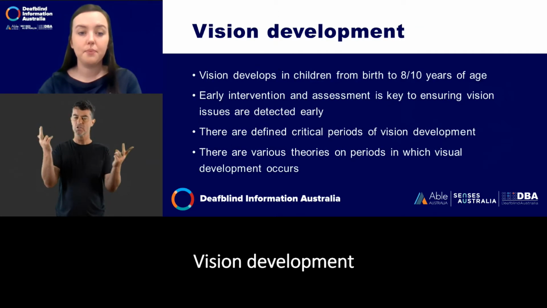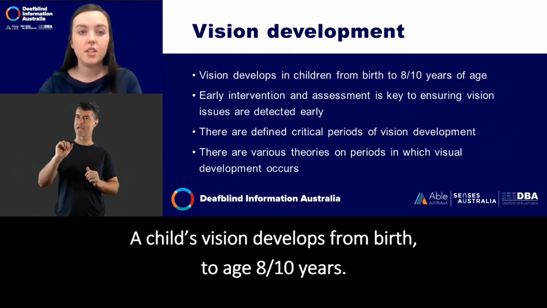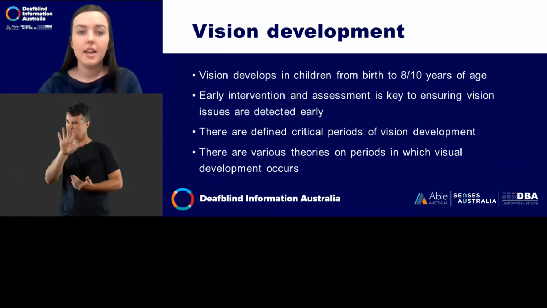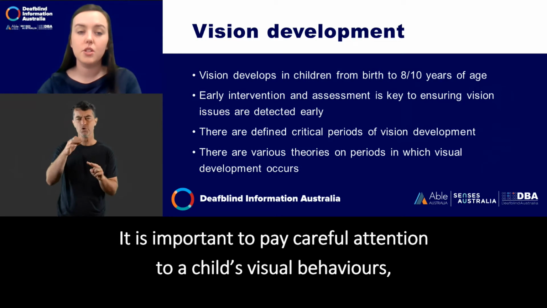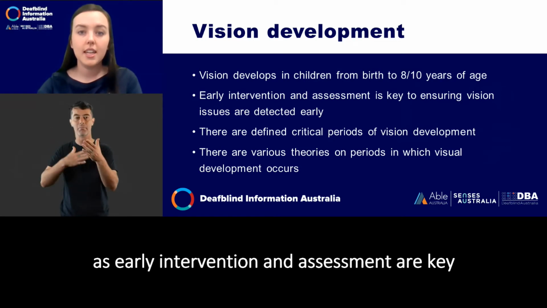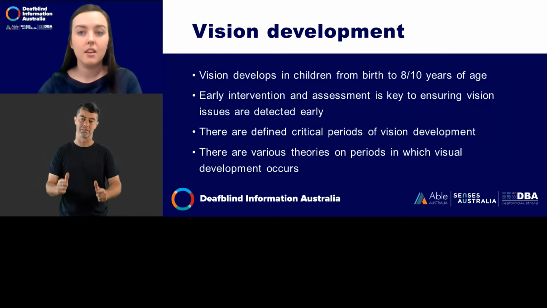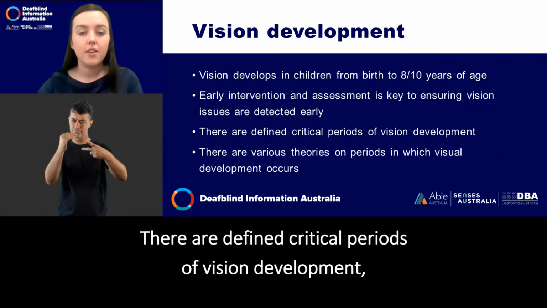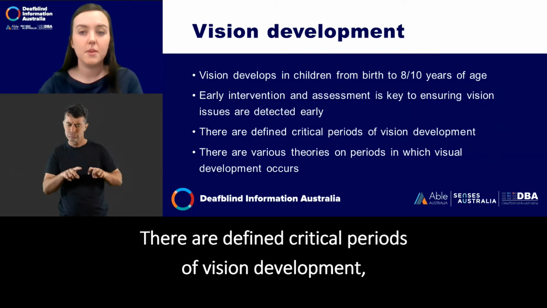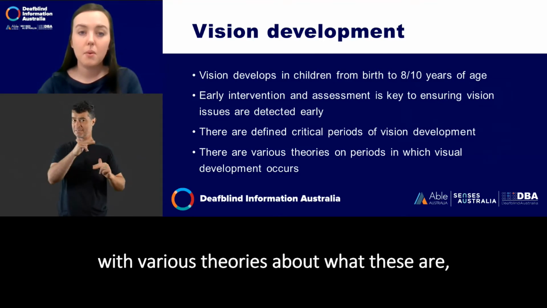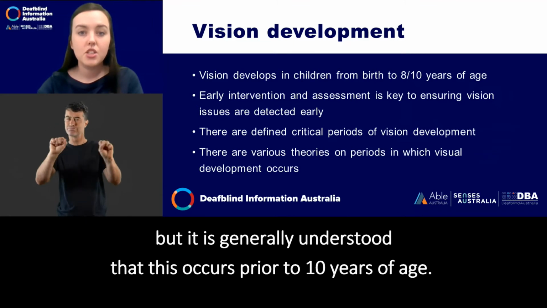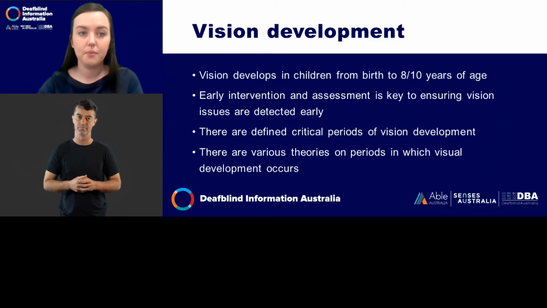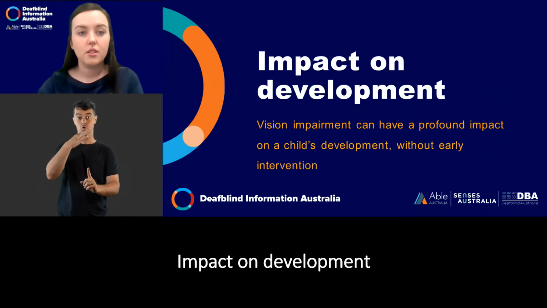Vision development. A child's vision develops from birth to age 8 to 10 years. It is important to pay careful attention to a child's visual behaviours, as early intervention and assessment are key to ensuring vision issues are detected early. There are defined critical periods of vision development with various theories about what these are, but it is generally understood that this occurs prior to 10 years of age. Impact on development.